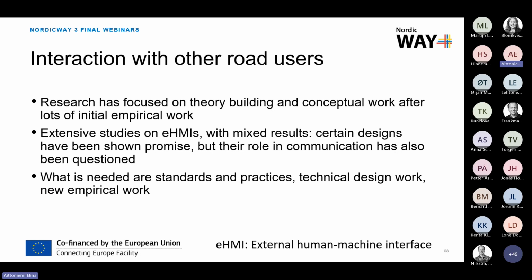And the fifth impact area was the interaction with other road users. And here, after a lot of initial empirical work, research has mainly focused on theory building and conceptual work. There have been extensive studies conducted on external human-machine interfaces, but the results have been mixed. There have been some promising designs, but their role in the communication with pedestrians or cyclists has also been questioned. And what should be done next are working on standards and practices, technical design work, and new empirical work.